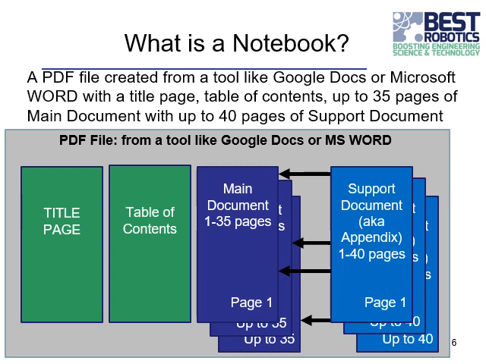And it has a title page, that first green box. It has a table of contents, the second green box. Neither of those have a page on it. And then it has up to 35 pages of a main document. And those are that darker blue on this page.